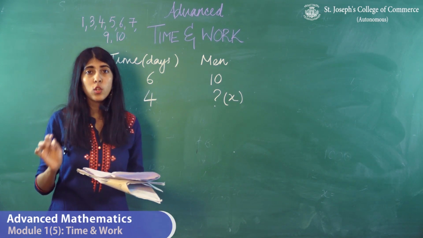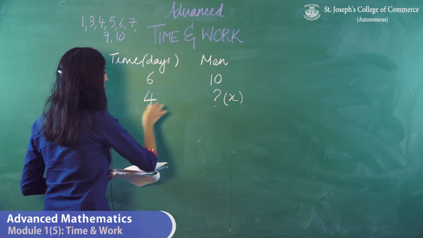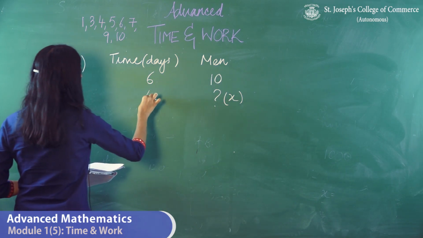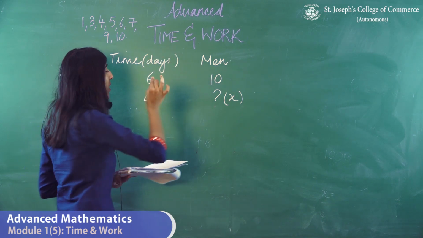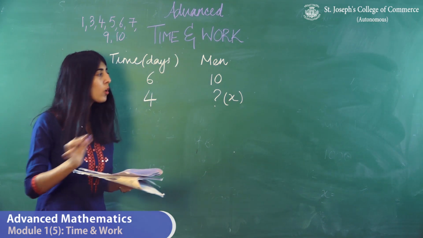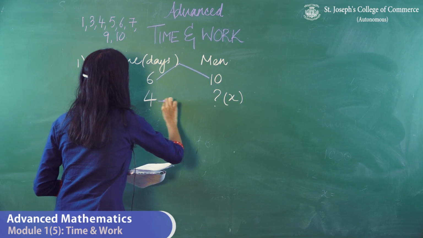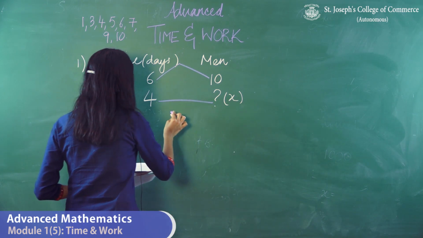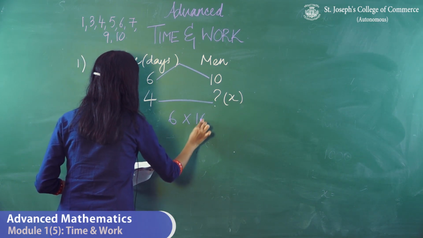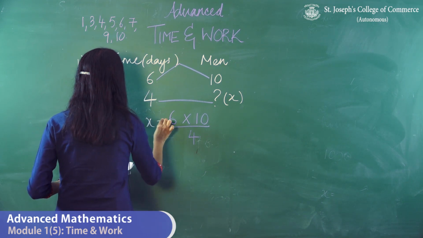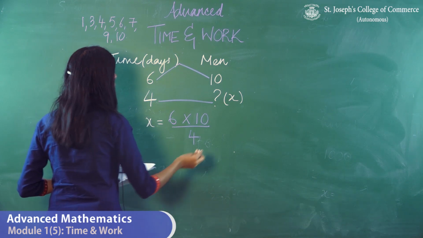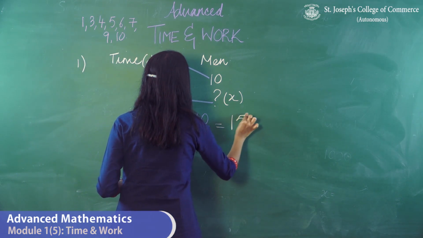So you can't do the unitary method by cross multiplying and finding 10 into 4 divided by 6. In time and work, since the men and the number of days are indirectly connected, you have to do direct multiplication. So the thing to do would be 6 into 10 divided by 4. So x is equal to 60 divided by 4, which is equal to 15 men.